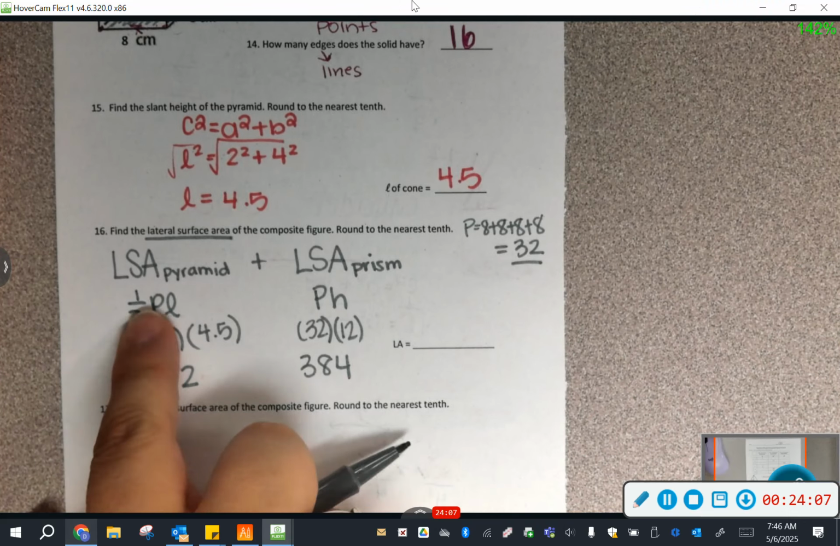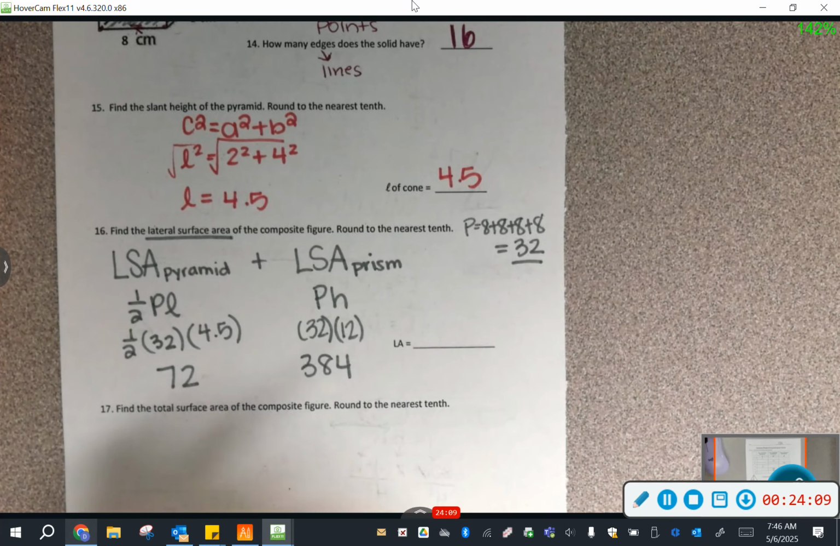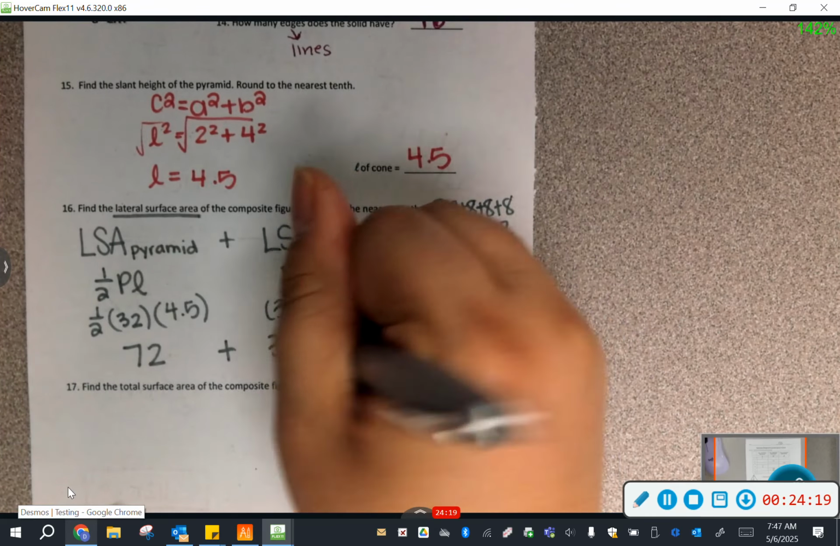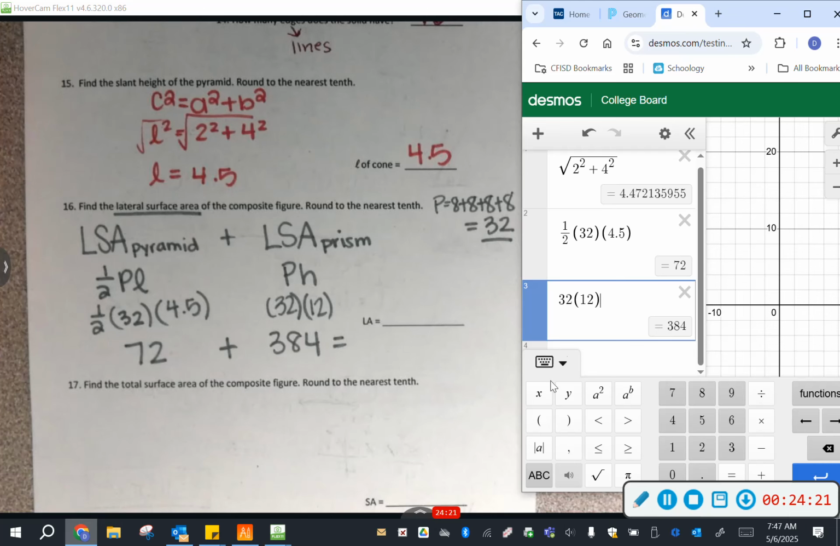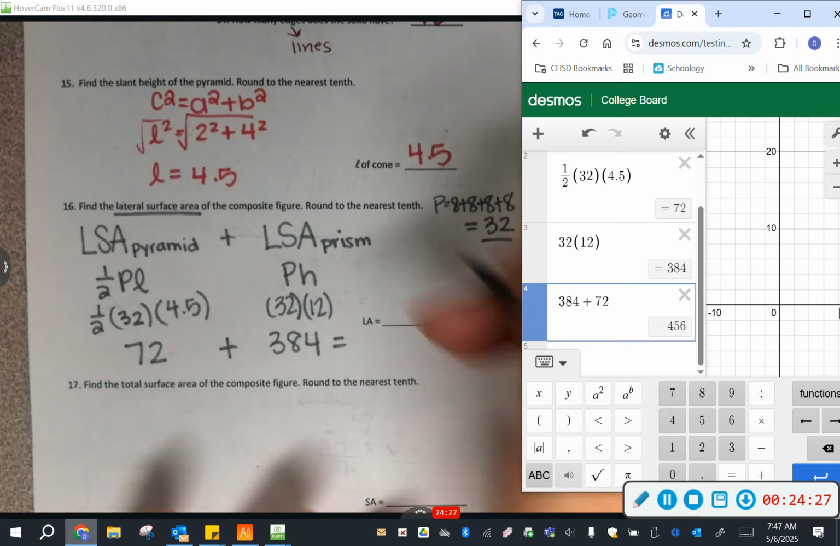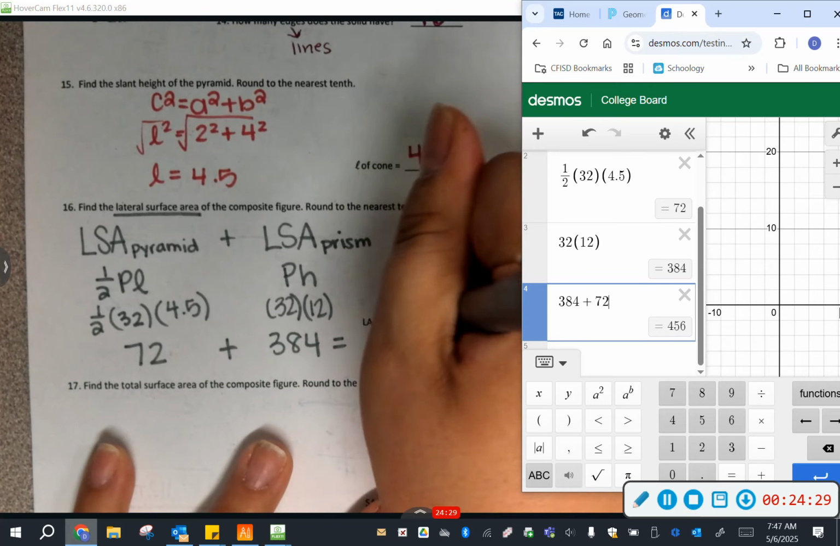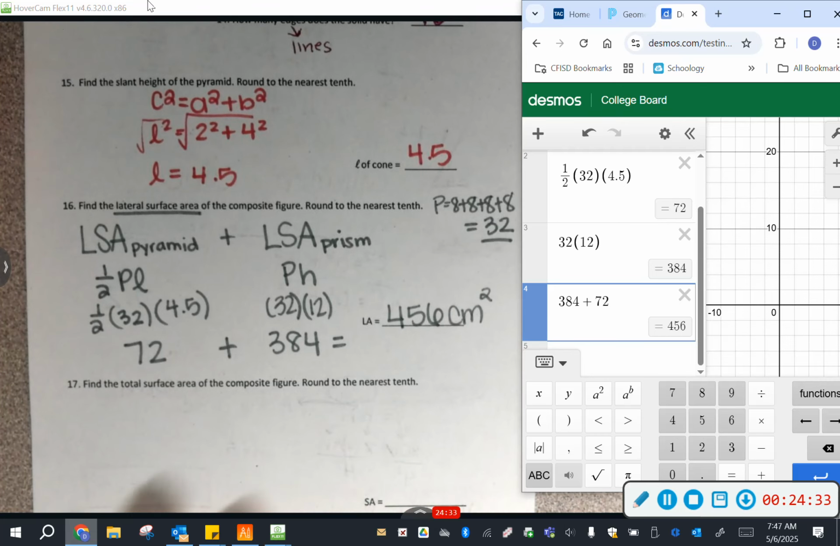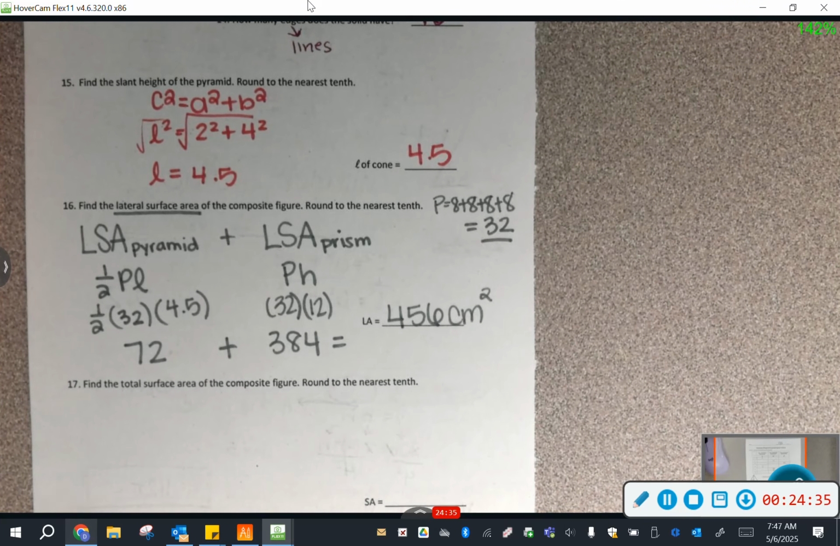And by the way, LSA, LA, same thing. What is the lateral surface area of this figure? What do I do? Add them. What is 384 plus 72? And it's area, so what is it? Centimeters squared.